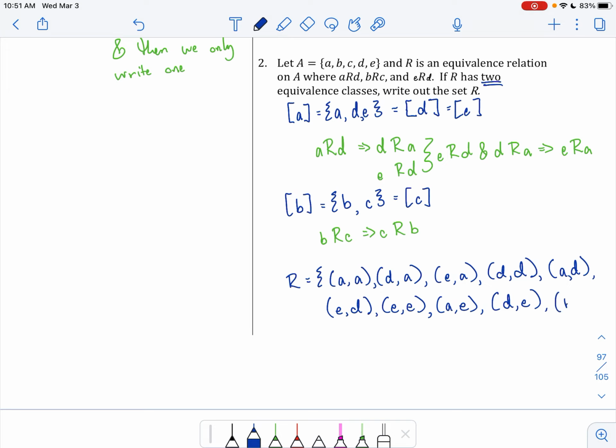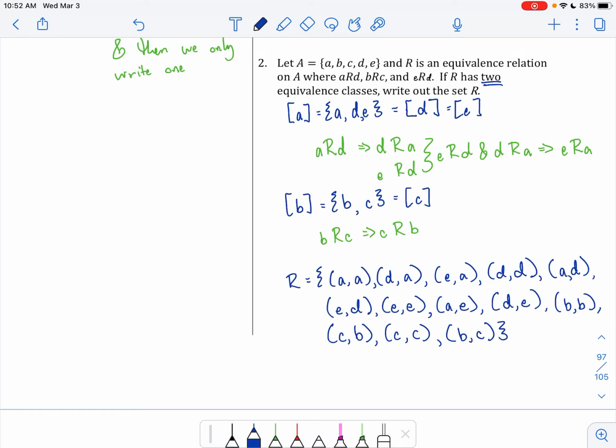For B, we get BB and CB. For C, CC, and BC, which would be the set there.